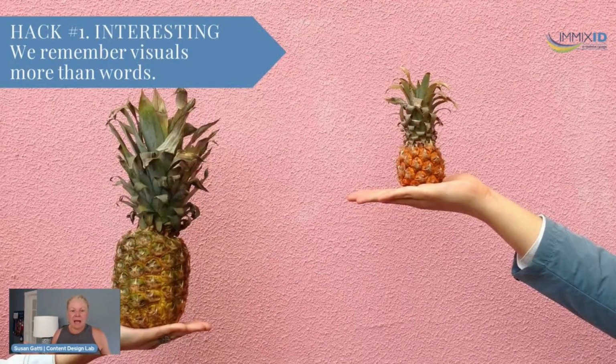And all of a sudden you're like, well, what's happening here? Why is there a little one? Why is there a big one? How come, right? And it stops us. That's what we're looking to do with our visuals. We want to give our content a chance.